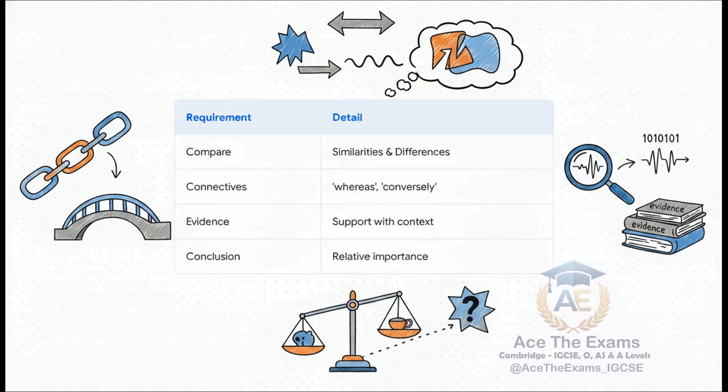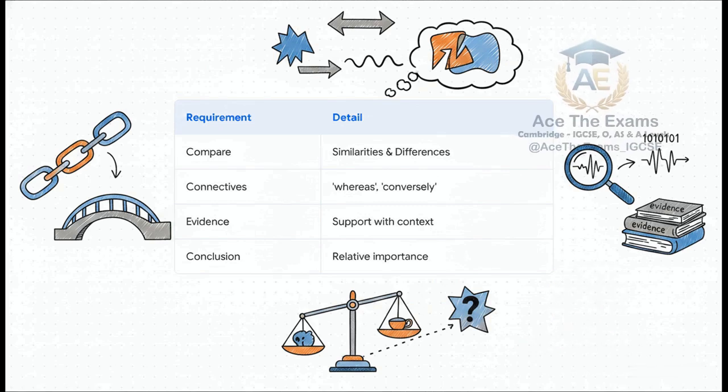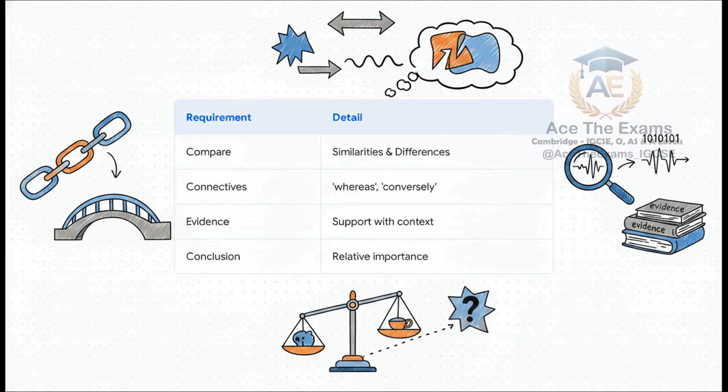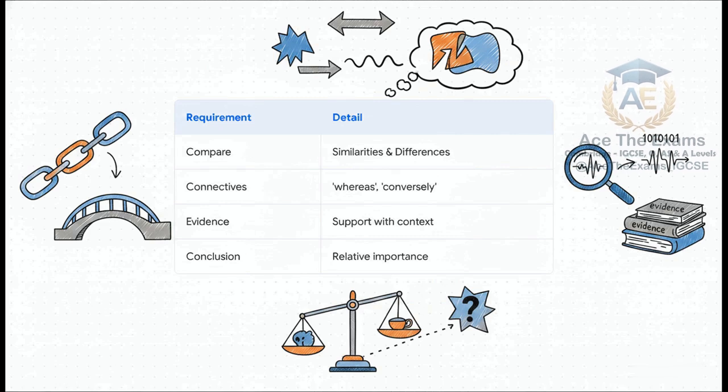To build a perfect comparative analysis, we can't just list facts. True analysis requires identifying similarities and differences. And more importantly, you must use comparative connectives, words like whereas, conversely, or in contrast. You must support each comparison with evidence from the provided scenario and draw conclusions about their relative importance.